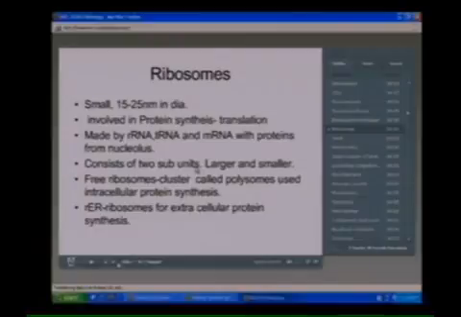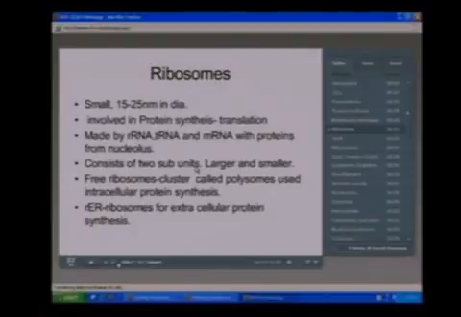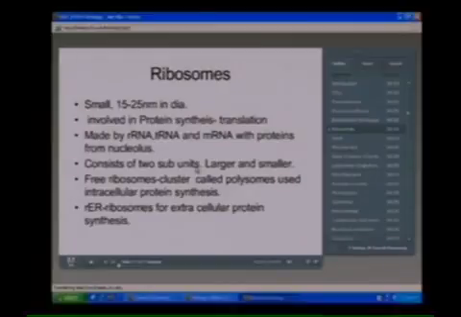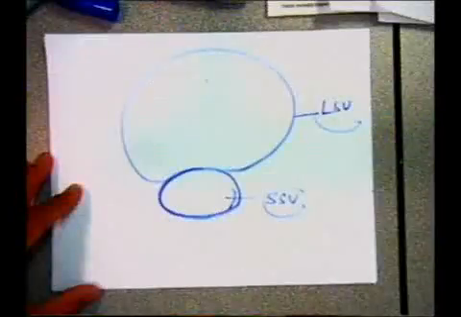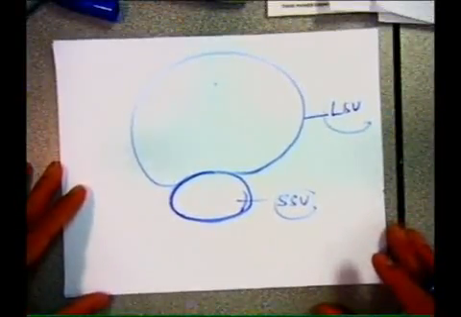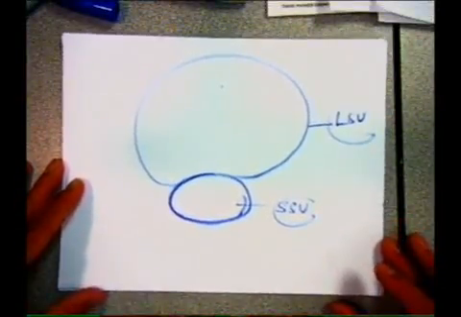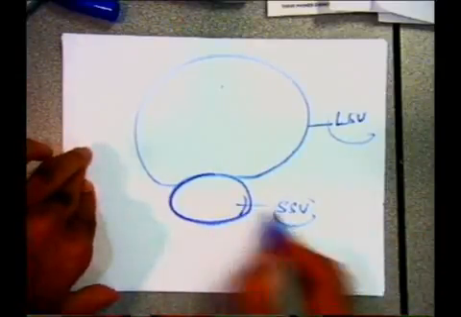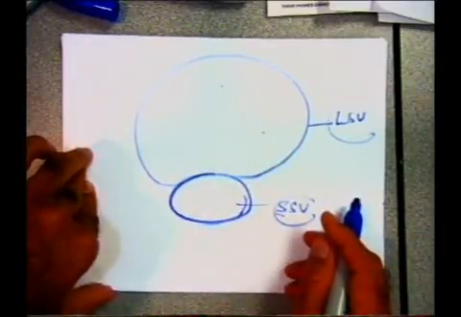These ribosomes have two subunits, a large subunit and a smaller one, just like this. This is the smaller one, and this is the large subunit. These are the ribosome. This is a large subunit. This is a small subunit. The small subunit and large subunit.